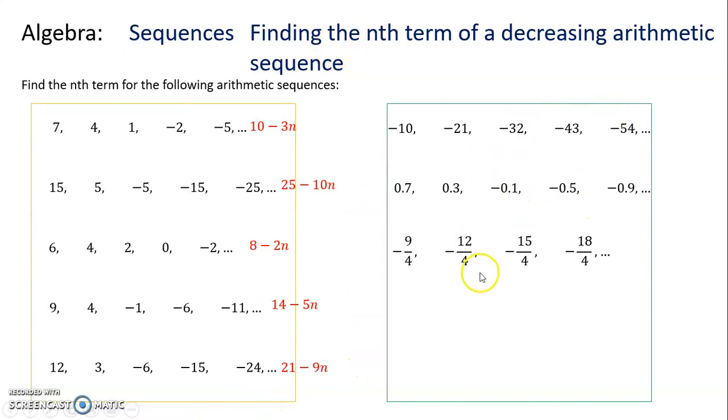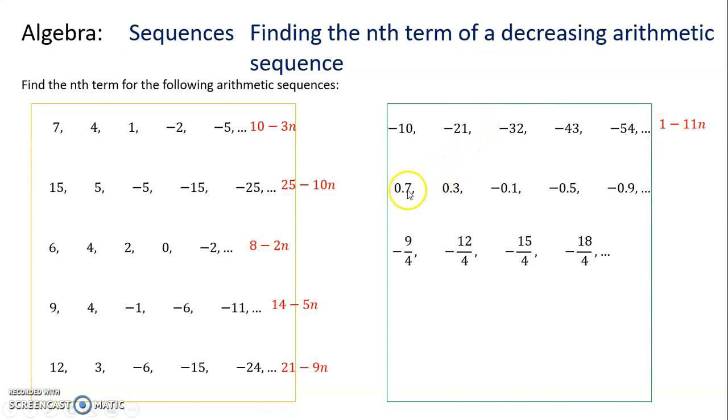And these ones were just perhaps slightly more tricky. The first one, again, because we're dealing with negative numbers from the beginning. So we're doing exactly the same thing. We can see that we're subtracting 11 each time. So we're going to compare to the negative 11 times table. And then each term is 1 more than the negative 11 times table. So negative 11n add 1, or 1 subtract 11n.